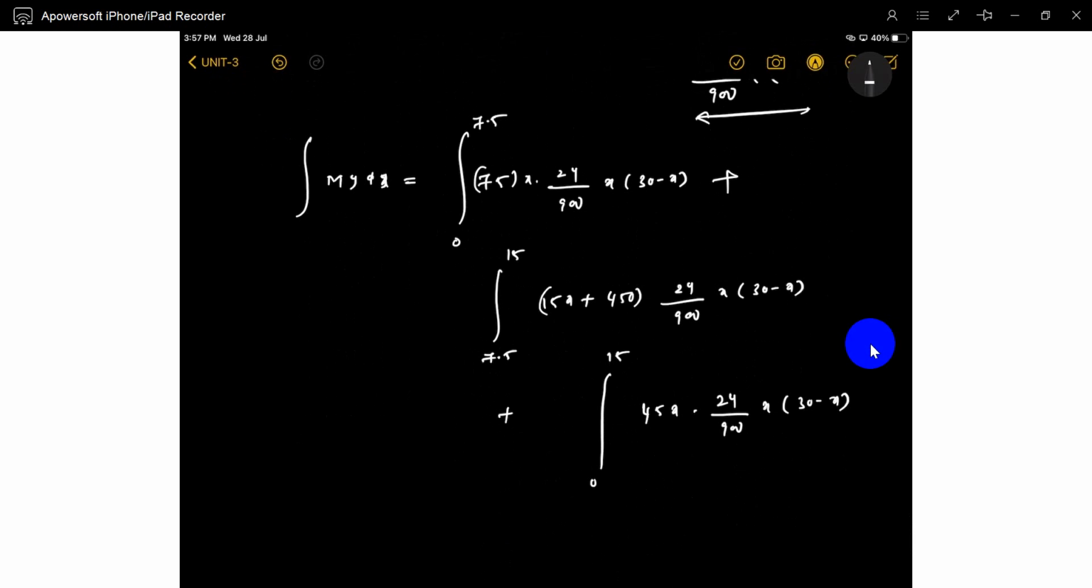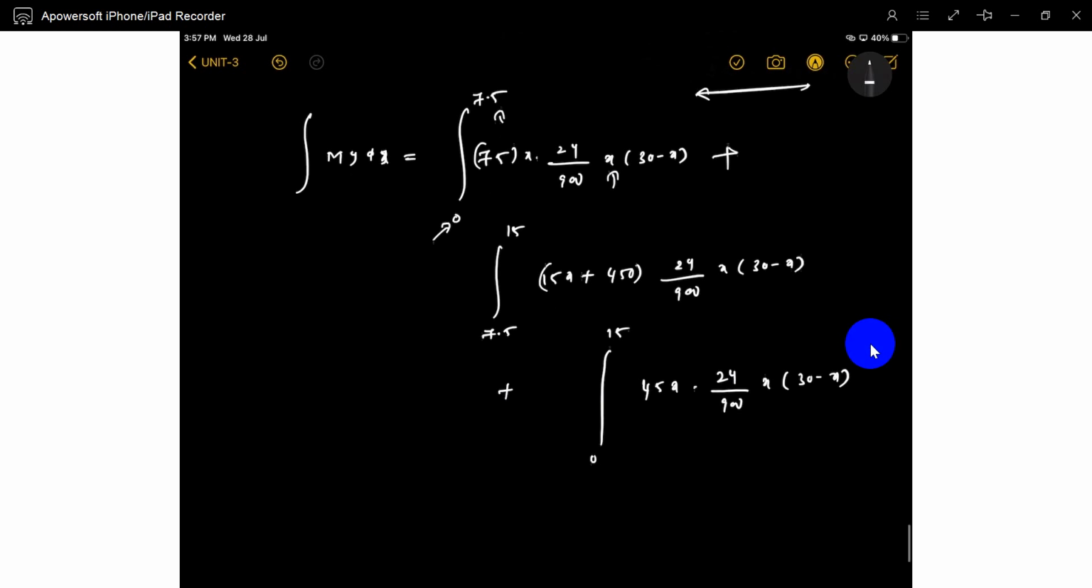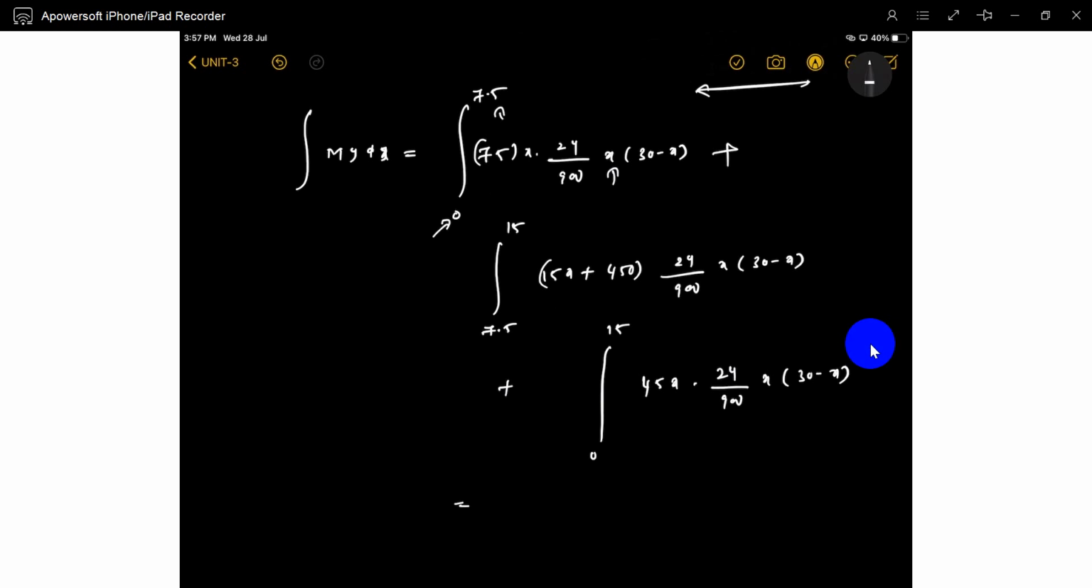You can solve the integration. Integration is just x is there, nothing more than this. You can solve it and you will get that value. Just x is there, x square, you will substitute the limits 0 to 7.5. What you will get? You will get the value of 5779.887. That's the thing you will get.